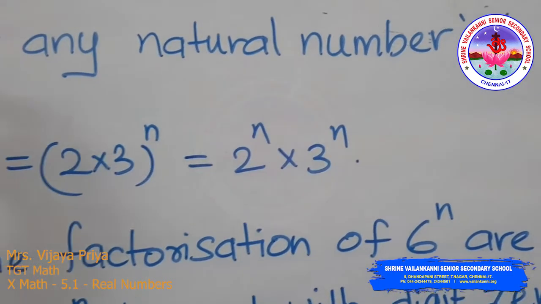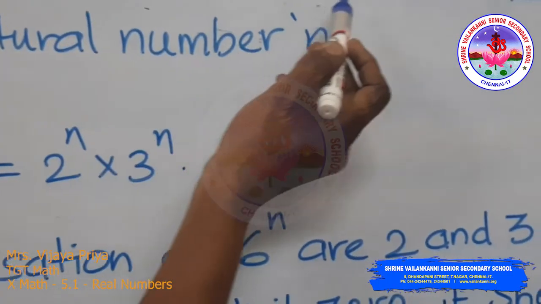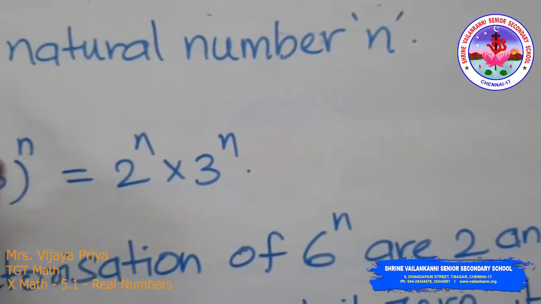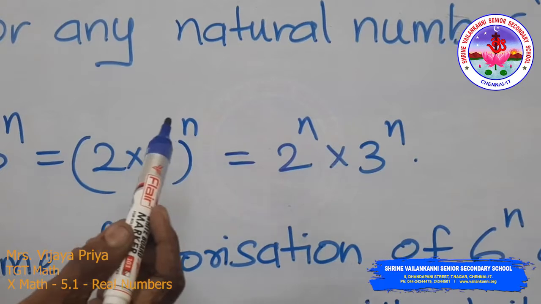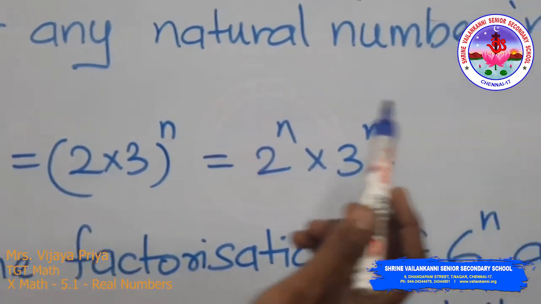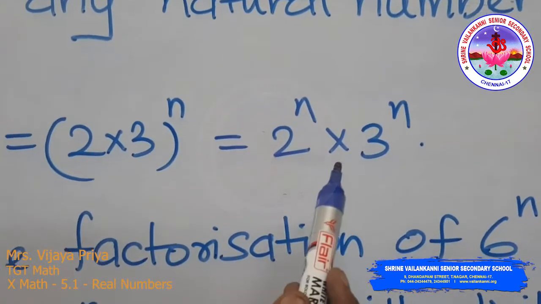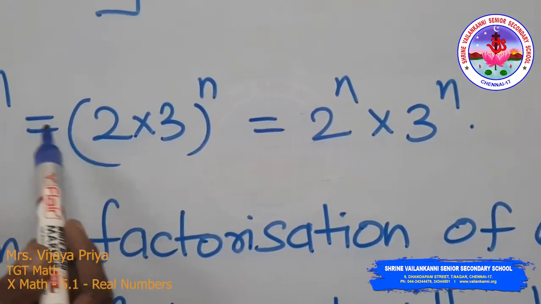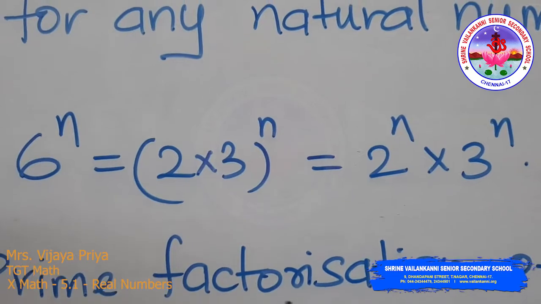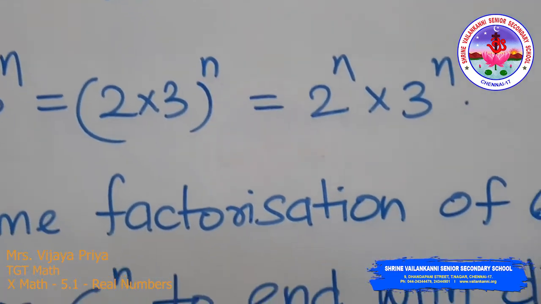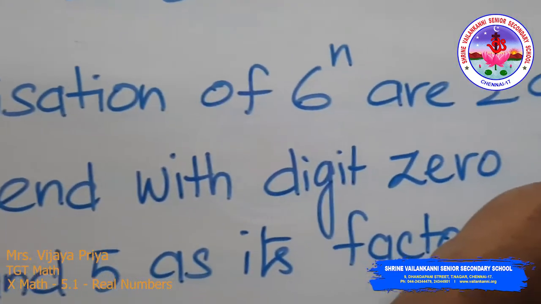Fifth problem, check whether 6 power n can end with the digit 0 for any natural number n. So if you want to find a number ending with the digit 0, it should have factors 2 and 5. But your 6 power n has the factors 2 power n into 3 power n, that is your prime factorization. 2 power n contains 2 and 3 as the factors.